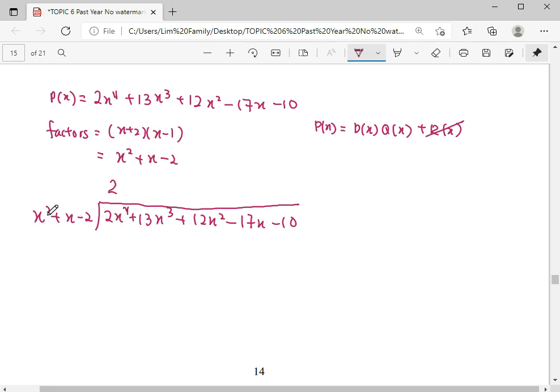So how about to get x⁴? x⁴ divided by x², I need a multiplier of x squared. So I expand back to the other terms. 2x squared times x squared will become 2x⁴. So you can see this one managed to divide. For the other terms, just follow through.